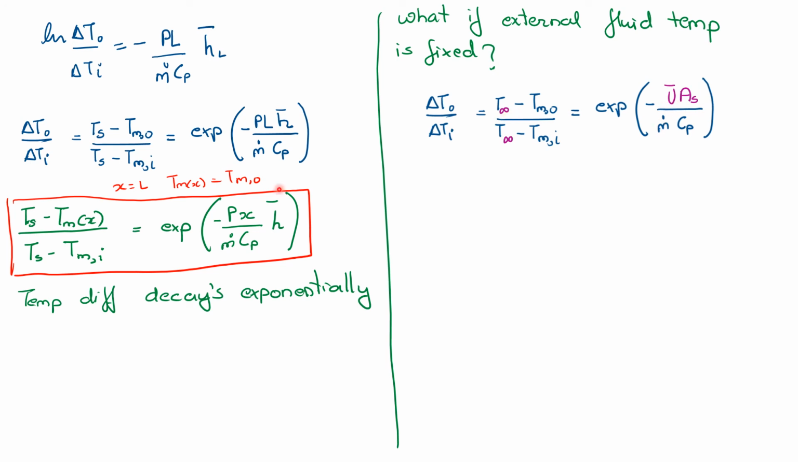And instead of this expression here, the P times L times h, we will have an overall heat transfer coefficient times the surface area of the pipe. If you know the overall heat transfer coefficient, or if you know the thermal properties, you can calculate the total resistances. You've already seen that you can calculate the overall heat transfer coefficient by calculating the total resistance in the system, if you have enough information.